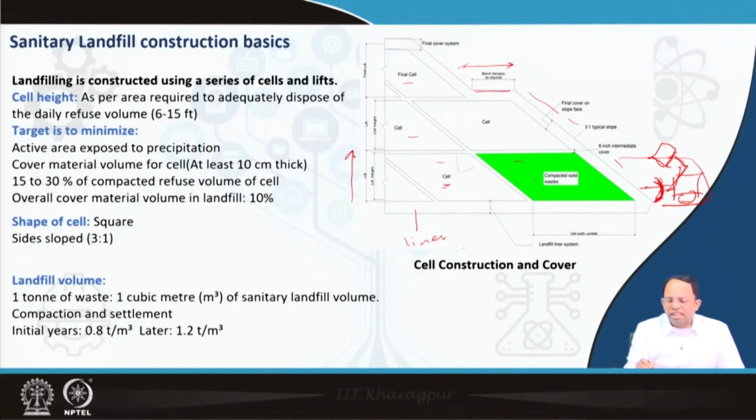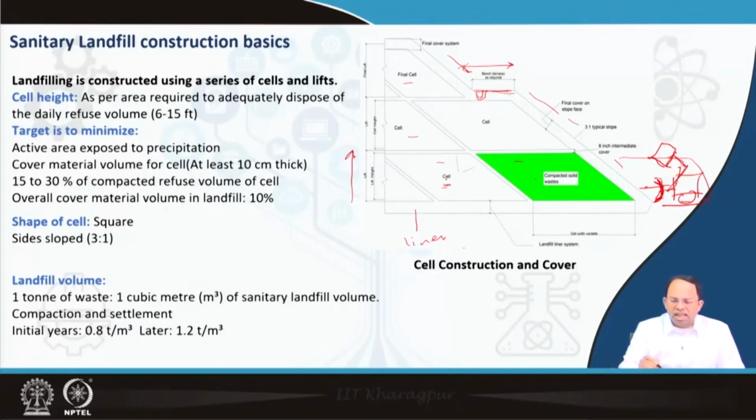And these benches help for two purposes. One is it breaks the flow of water, and we design surface water drains over here, so that they collect the water coming down along the slope and capture it, because if I allow the water to travel a longer distance, then it will gather speed and result in erosion. So instead we break it at the different benches, and it slows it down. At the same time, these benches can be used by vehicles to move as well. So that is how we gradually build up a landfill.